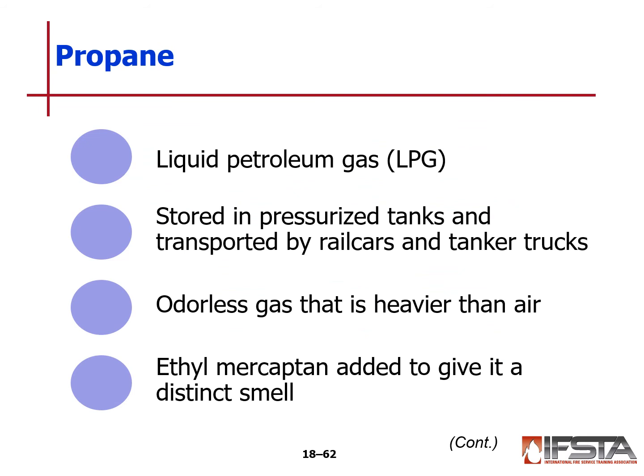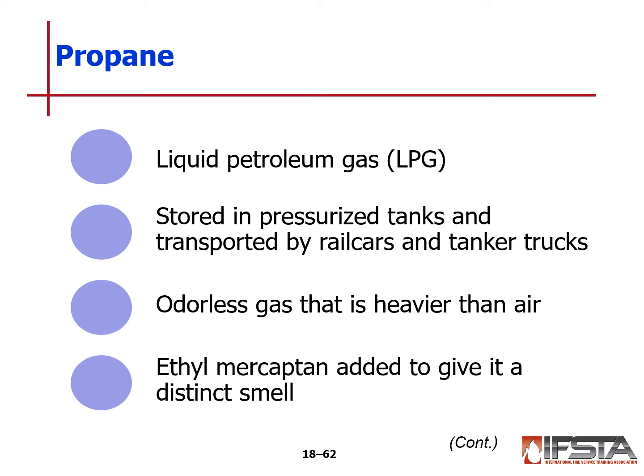Next, we're going to talk about pressurized vessels. And particularly, we're dealing with propane, LPG, or liquid petroleum gas. This is stored in pressurized tanks or cylinders and transported by rail car and tanker trucks and even smaller trucks such as bobtail delivery trucks. It is an odorless gas that is heavier than air.